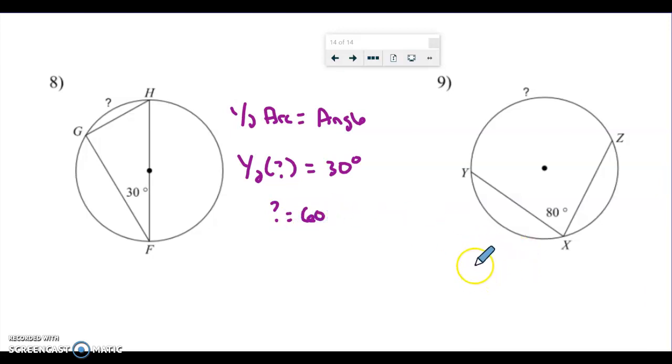Okay. In this case, it's half of the arc, which is question mark again, is going to equal 80. So half of what gets me 80? That is 160.